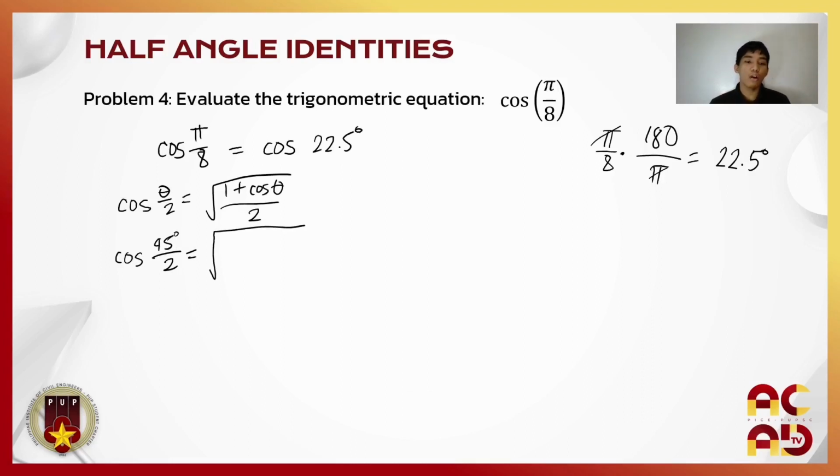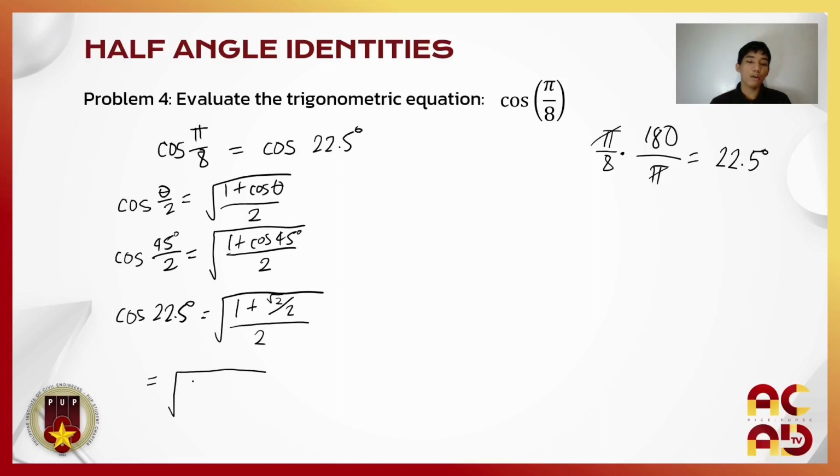Kasi nga, 45 degrees divided by 2, that is equal to 22.5 degrees. So, square root of 1 plus cosine 45 degrees over 2. And then, continuing this, cosine 22.5 degrees is equal to the square root of 1 plus, what is cosine 45 degrees? Gaya kanina, square root of 2 over 2 rin, and then all over 2. So, this is equal to the square root of yung 1, pwede natin ma-write as 2 over 2, and then plus the square root of 2. But, don't forget na may all over 2 pa.